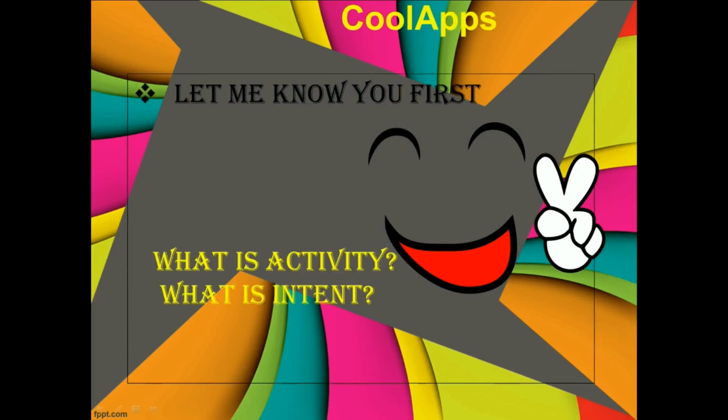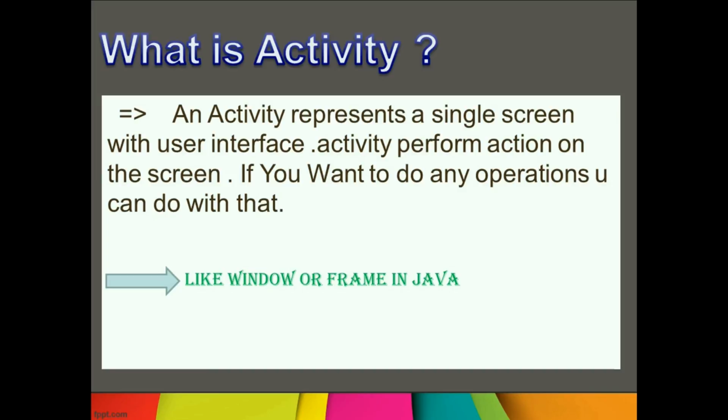So what is activity? Activity represents a single screen with the user interface. Activity performs actions on the screen. If you want to do any operation, you can perform it with that, right? Everybody is using WhatsApp right now. In this scenario, WhatsApp has three fragments: chat, call, and contacts. Every fragment has one single screen, and that is nothing but an activity. Like an activity is a window or frame in Java, right? I hope you understand what is activity. So let's go to another topic.